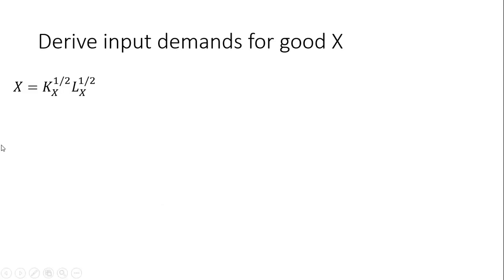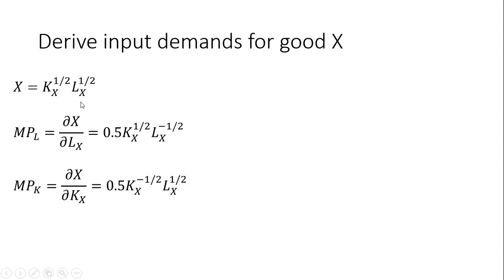We'll go to the production side, or the firm side, of the market. We have firm X here, which produces units of good X. We want to derive the input demands for firm X. So getting the marginal product of labor and the marginal product of capital, taking those partial derivatives of this production function. We're going to form the marginal rate of technical substitution, which is the marginal product of labor divided by the marginal product of capital. Dividing the marginal product of labor by the marginal product of capital and simplifying leaves us with this result.